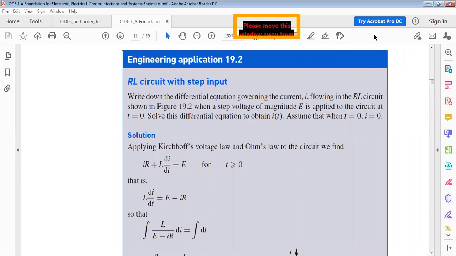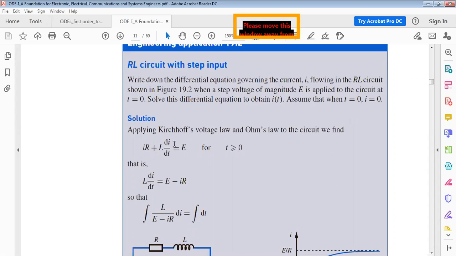Now we will discuss an engineering application of first order differential equations. Suppose there is an RL circuit with a step input. Write down the differential equation governing the current I flowing in the RL circuit shown in figure 19.2 when a step voltage of magnitude E is applied to the circuit at time t equals 0. So the differential equation is to obtain I(t). Independent variable is t, time, and I is the dependent variable, like y. The given condition is I equals 0 when t equals 0.